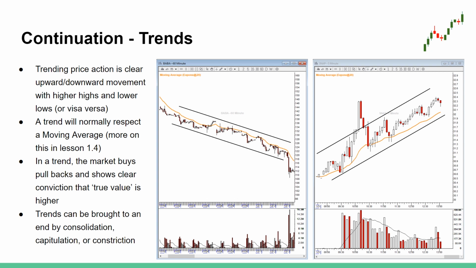Trends can be brought to an end by any of our following phases. You can see consolidation at the end of a trend, you can see capitulation that starts a trend in the opposite direction, or you can see constriction that ultimately explodes and creates a new trend either in the continuing direction or a reversal direction. So for now, the important thing to remember with trending price action is just that it respects a lower low, higher high pattern and ultimately is moving in one direction.